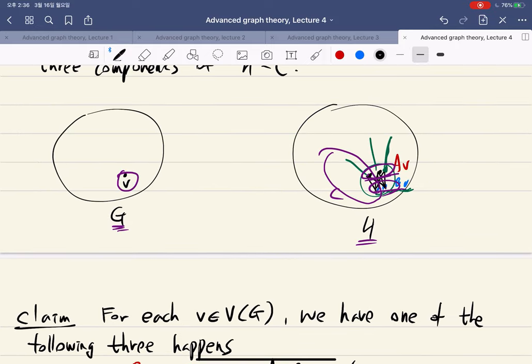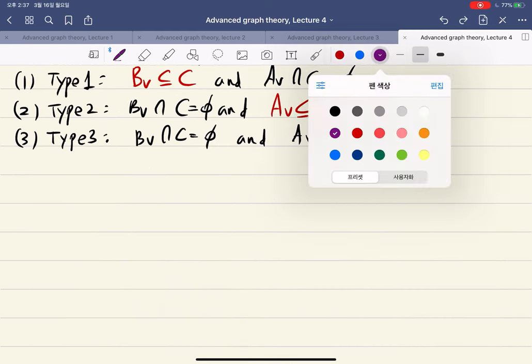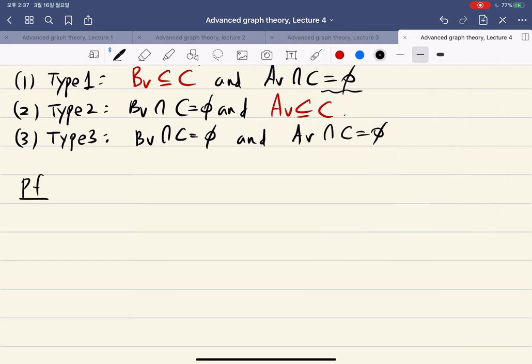So what it means is that this purple C does not happen. You have this A_v and B_v, then your C either contains all of A_v but no vertices in B_v, or all vertices in B_v but no vertices in A_v, or none of them. It also doesn't happen that all of them are in C. So let's prove this claim first.